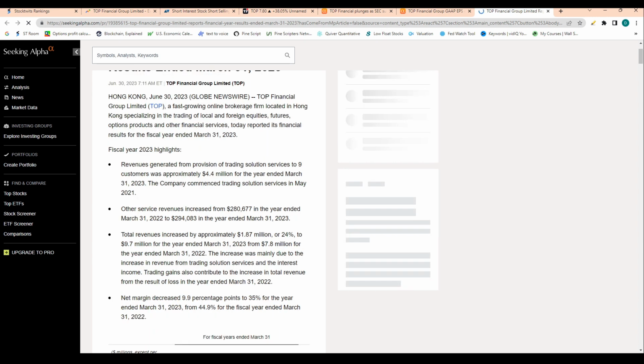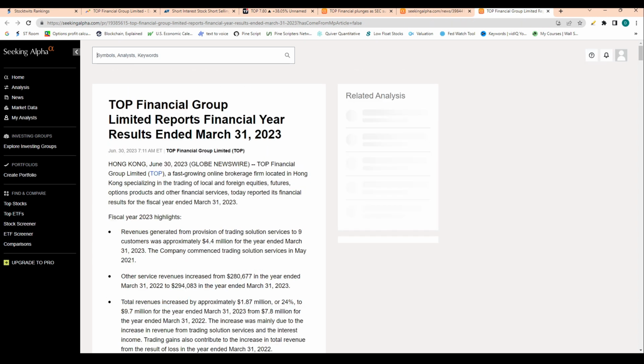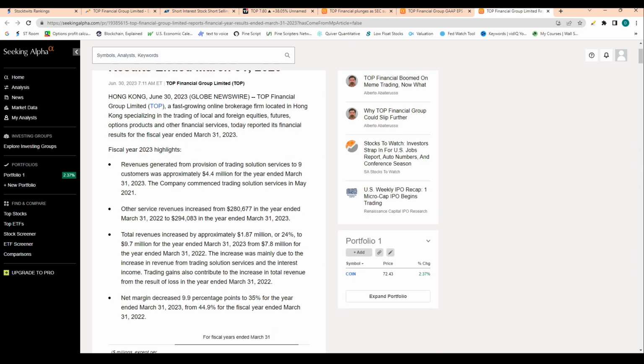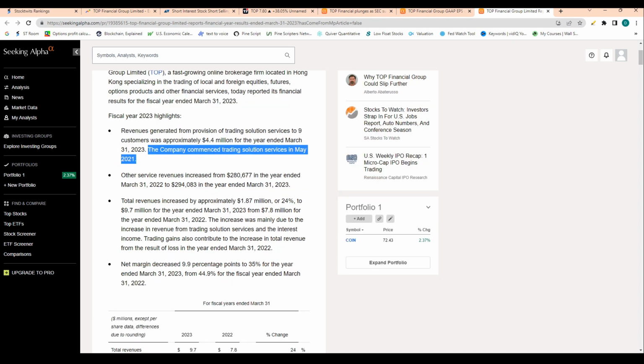So revenues generated from trading solution services to nine customers was approximately $4.4 million. And obviously this notes that the company went back to trading in May. Other services increased from $280,000 in Q3 of 2022 to $294,000 in Q2 of 2023. So the revenues are up 24%. This increase is mainly due to an increase in revenue from trading solution services and interest income.